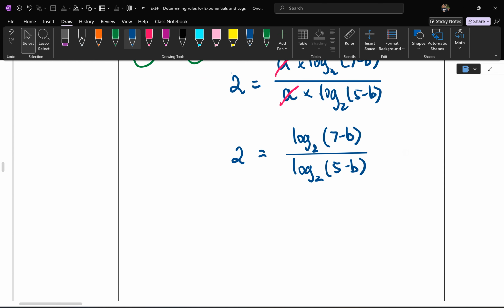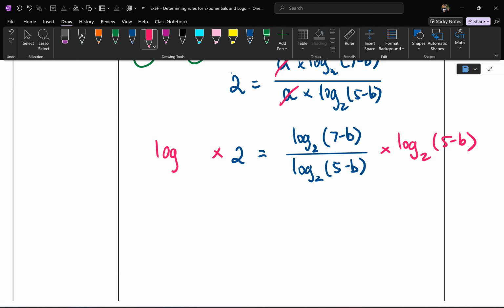What I would have done, I'm just going to show you, I just didn't think of the alternative. I have to think about the alternative approach here. What I did was get rid of fractions. If you don't like fractions, get rid of them. How do you do that? Opposite of divide is times. Times both sides by log 2 of 5 minus b.